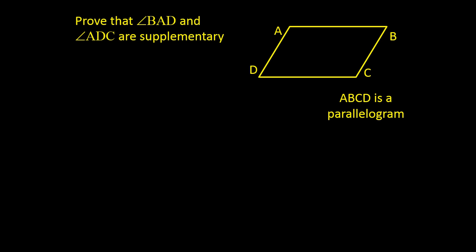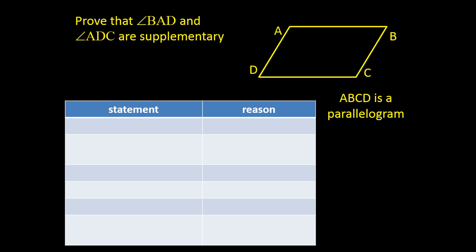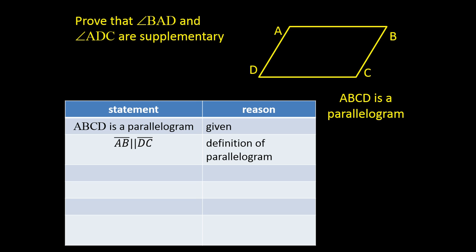So this time what we're given is a parallelogram, and we want to prove that angle BAD and angle ADC are supplementary. Now the only thing that's been given to us is the picture and the fact that we were told that this is a parallelogram. So we can certainly make that our first statement, that we were given a parallelogram. We can also say that segment AB and segment DC must be parallel, because if this is a parallelogram, then by definition the opposite sides have to be parallel.